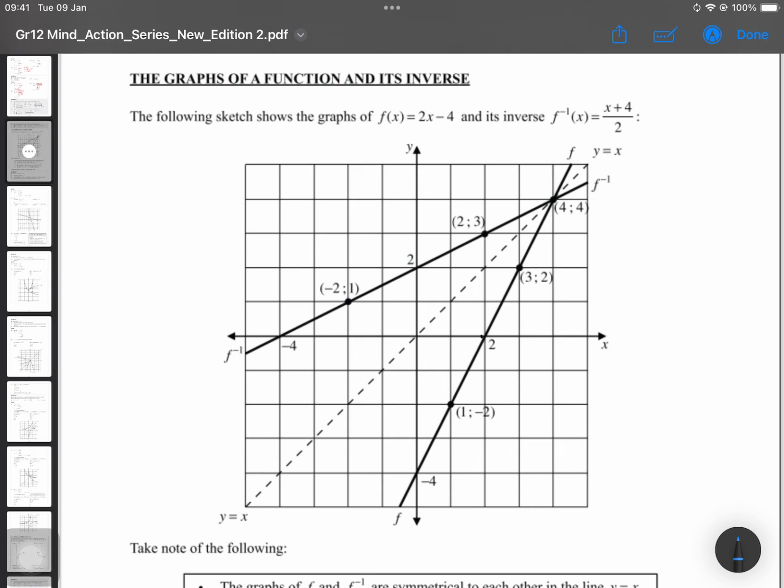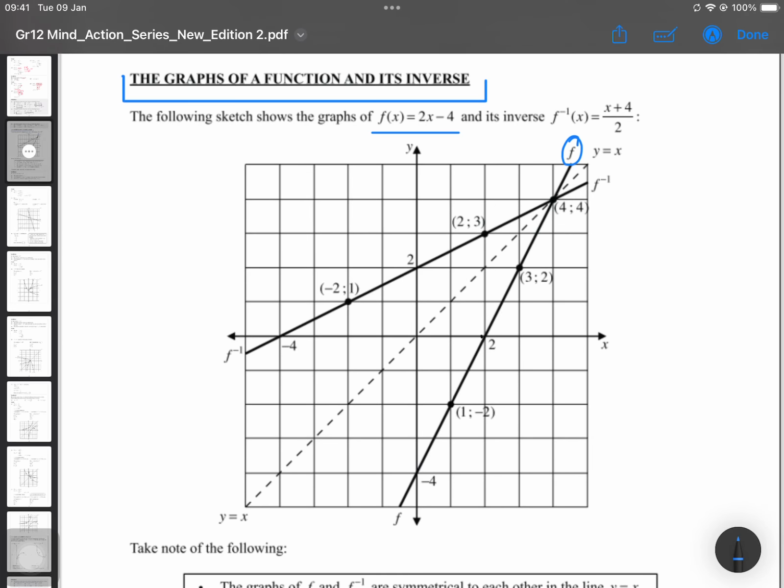Okay, let's do the second part: the graphs of a function and its inverse. So we'll continue with it. The following sketch shows the graph of f of x.